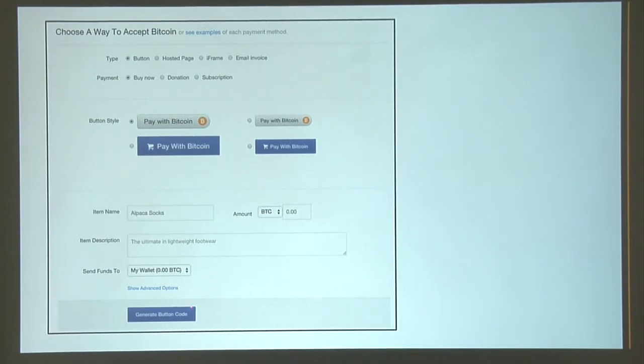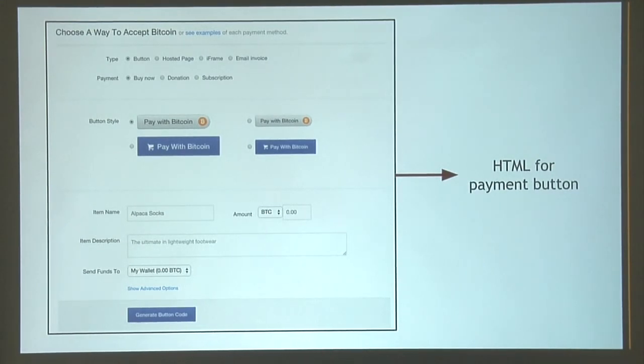The merchant then, having filled that out, presses this button to generate button code, and out will come a bunch of HTML code that the merchant can just drop into their website. The merchant will put that into their website, and what will appear on the website to the customer will be a button that looks like whatever they chose. When the customer pushes that button, then a bunch of payment magic will happen, and the merchant will eventually get a confirmation saying that, yeah, a payment was made by this customer for alpaca socks in such and such amount.